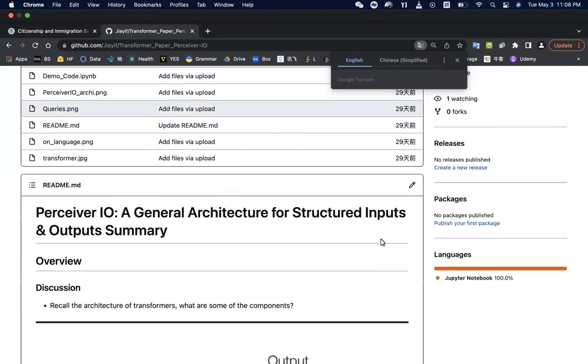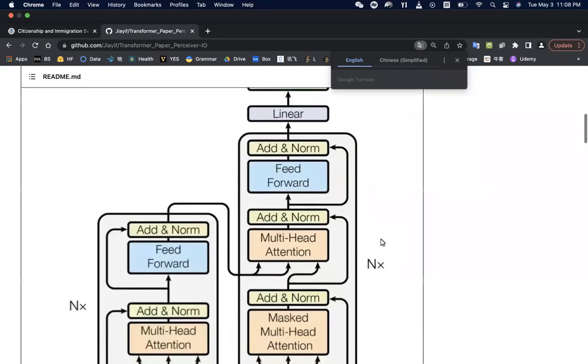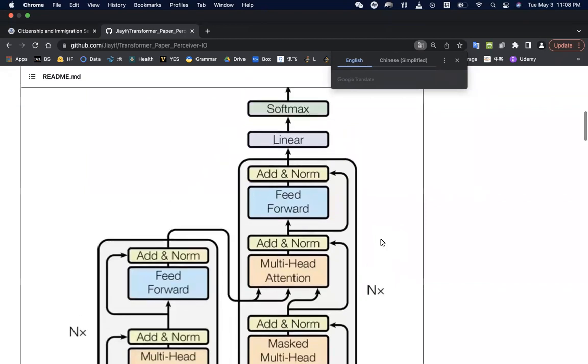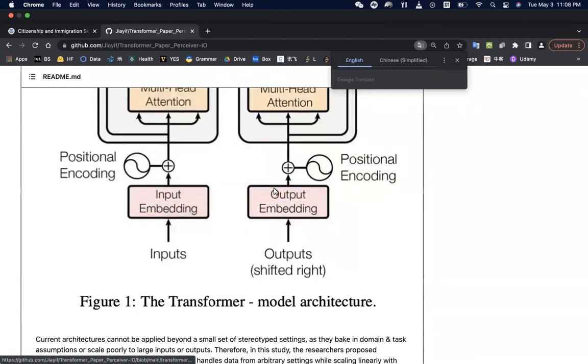Before we really start, can you recall the architecture of transformers, like some of the components? Yeah, so we have feed-forward and attention mechanisms, and also linear layers and softmax and things like that. Basically, just encoding and decoding parts.